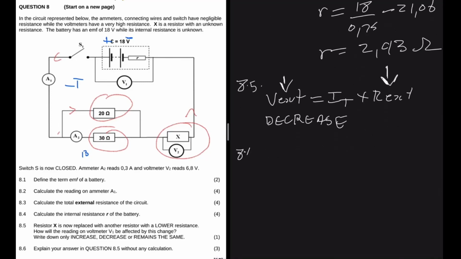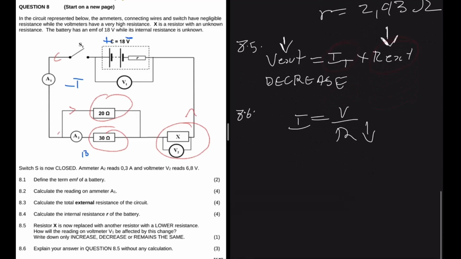And then 8.6 says we should explain our answer in question 8.5 without any calculation. There's something I didn't say when I was explaining the decrease, right? But now I'm going to touch on it. Maybe the question you're asking yourself is that when the resistance decreases, doesn't the current increase? That V external will stay the same, right? Because we know that the current is equal to V divided by R. So if we say R decreases, then why shouldn't the current increase, and then nothing happens to V external?